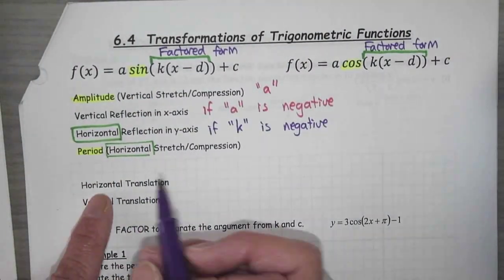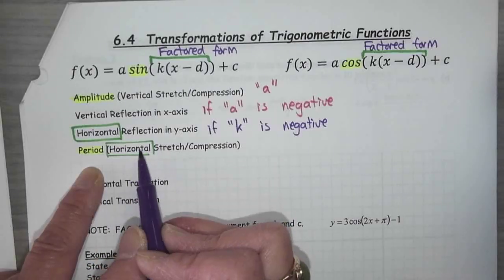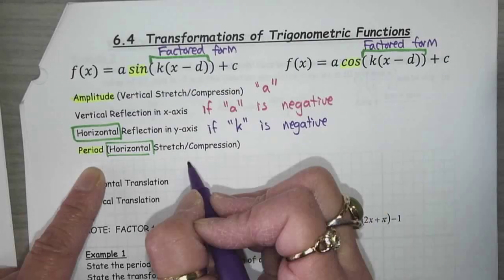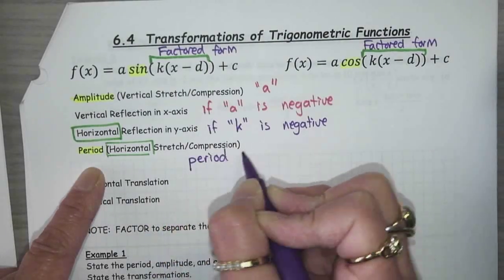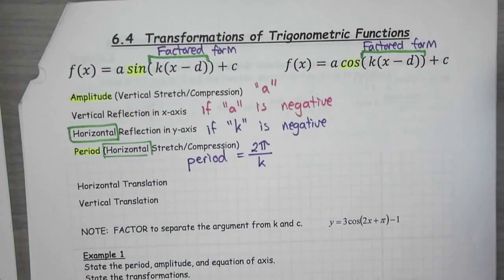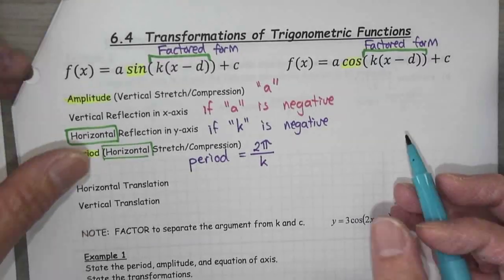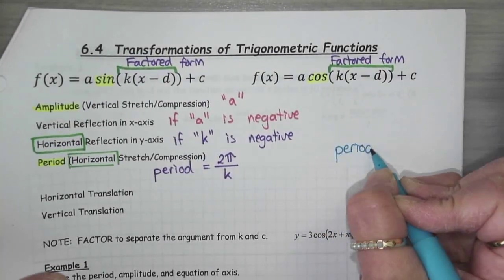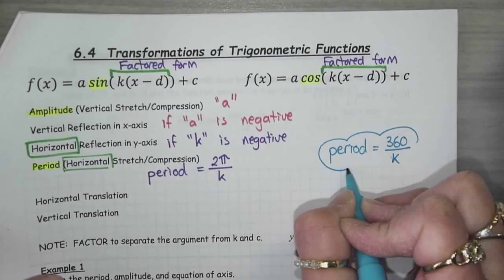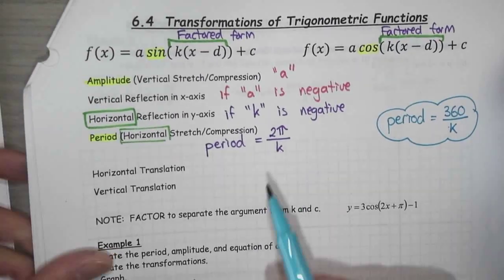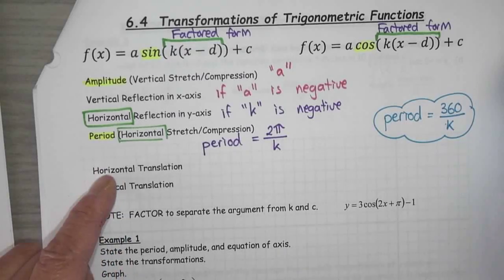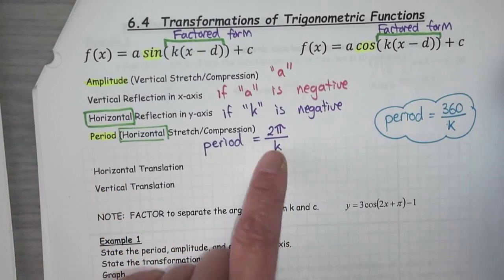So for the period, that's part of the horizontal stretch or compression. This K value will get me the period. So we would say the period is going to equal 2 pi over K. Last year, we would say that the period was equal to 360 over K. That was last year. But now we're bringing it to radians. So 2 pi over K, same idea. So that is going to be the K value that we're trying to find. So we'll do that in a bit.